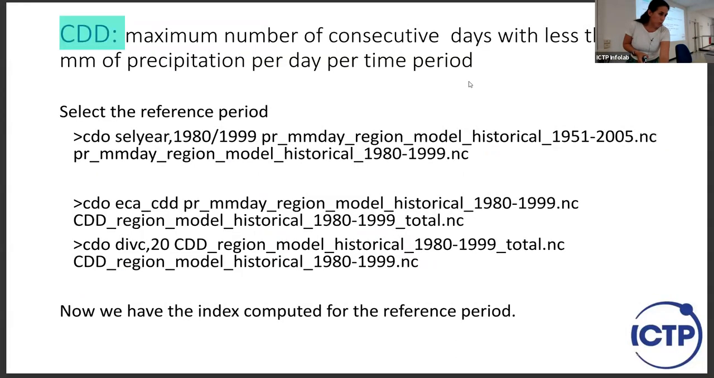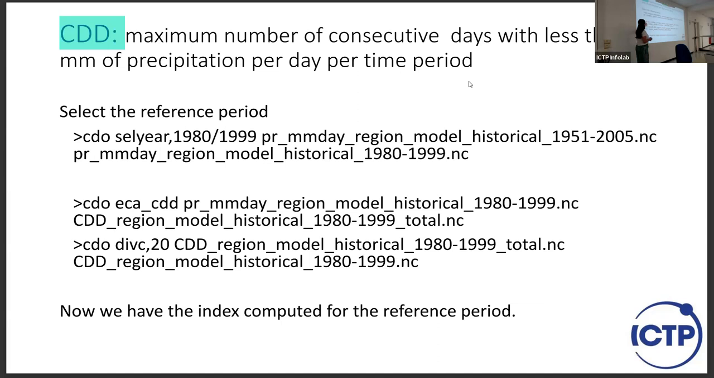So once you have your data prepared, a first example is the computation of the index CDD, the maximum number of consecutive days with less than 1 millimeter of precipitation per day and per time period. So if you already prepared the data as a merged file and converted the units, you can select the reference period. We are going to use 1980 to 1999. You will use selyear, with the years that you want to use as a reference, the input and the output file.